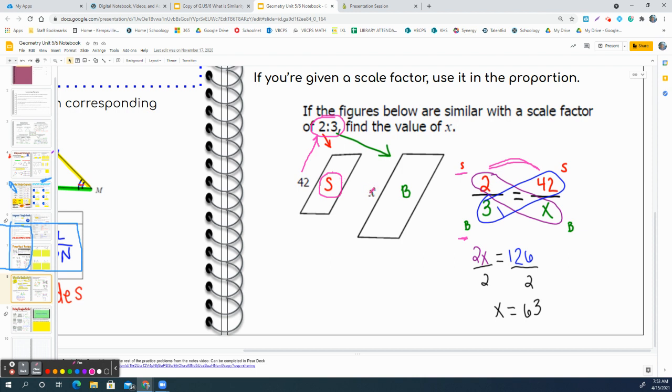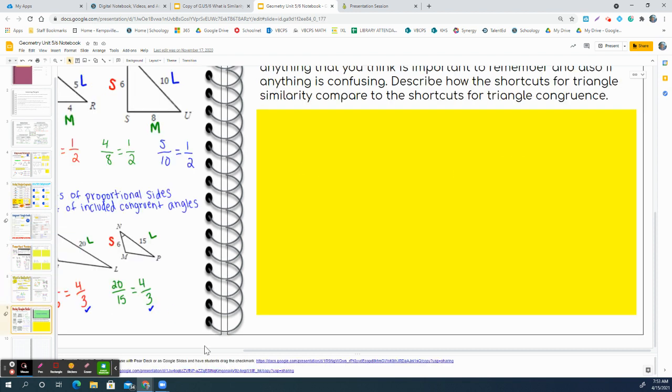I'm predicting I'm going to get a bigger number. So now you cross multiply, 2 times x and 3 times 42, and divide by 2, and we get 63. If I put that number back into my drawing, that makes sense. 63 is bigger than 42 and it should be. Okay? All right, let's look at the next slide and just make sure we're good.